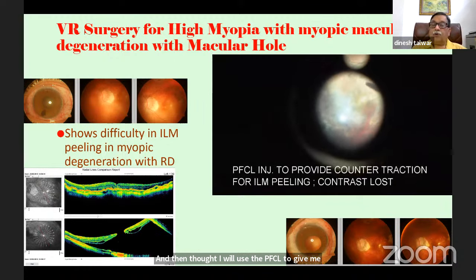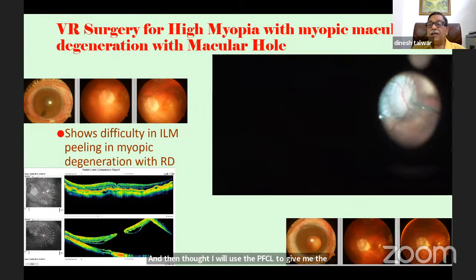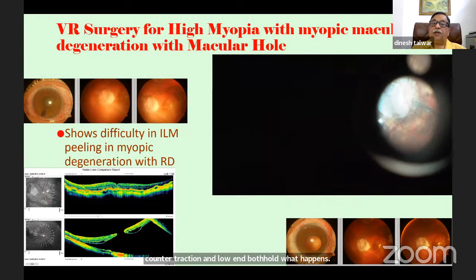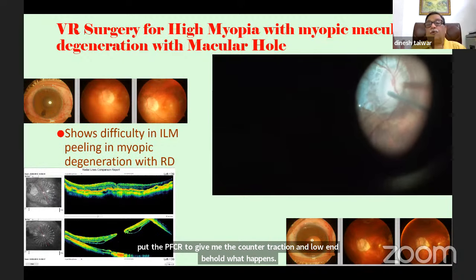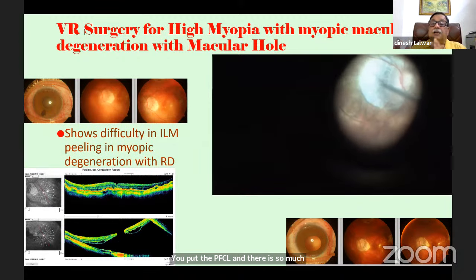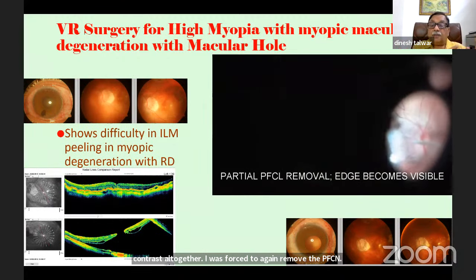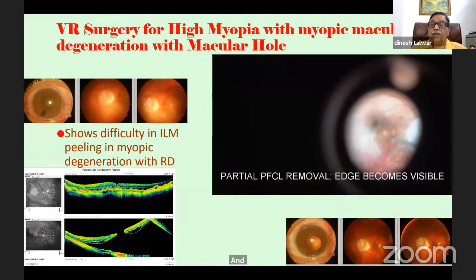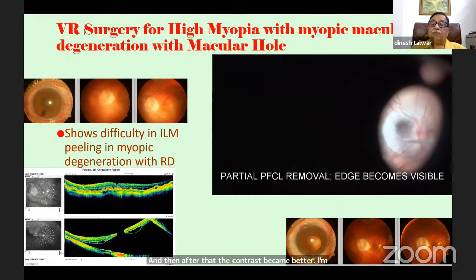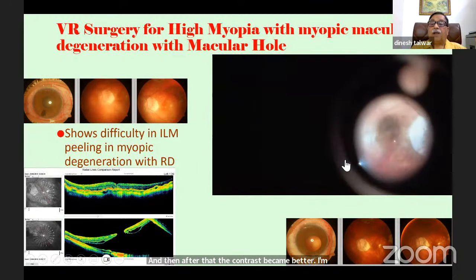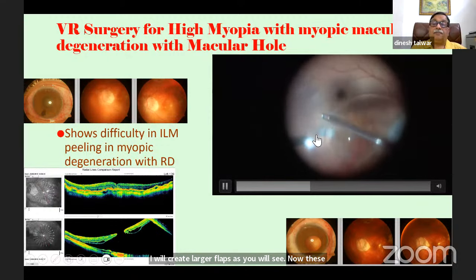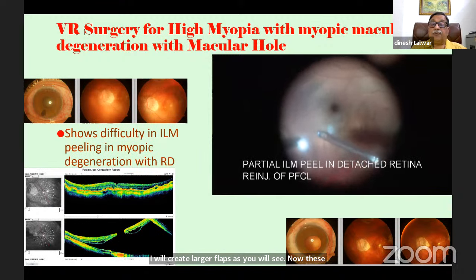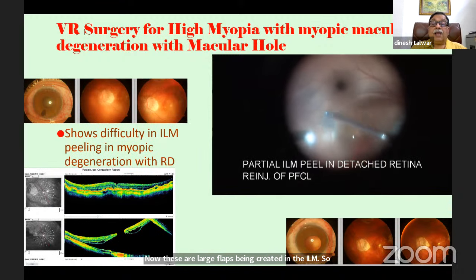And lo and behold, what happens? You put the PFCL and there is so much RP atrophy, I lose the contrast altogether. I was forced to again remove the PFCL. And then after that, the contrast became better. I will create larger flaps. As you will see, now these are large flaps being created in the ILM so that the visualization becomes easier.